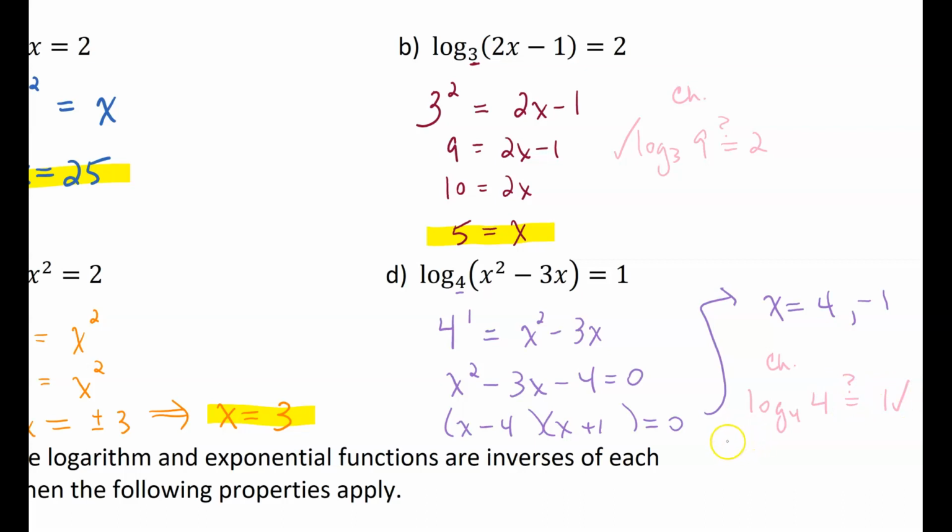And for the other one, we would have log base 4 of negative 1 squared, which becomes positive 1. And then negative 1 times negative 3 is positive 3. So we would get 1 plus 3 is 4. So again, does that one check out? Yes. So this one does indeed have the two solutions.